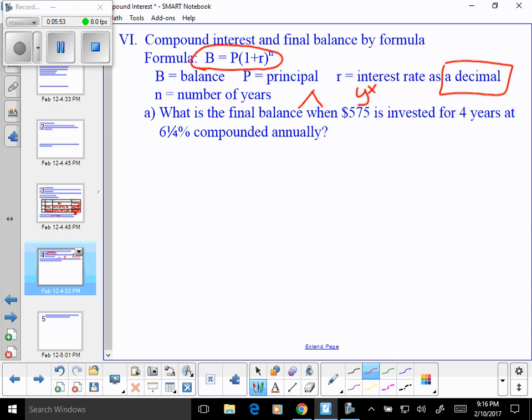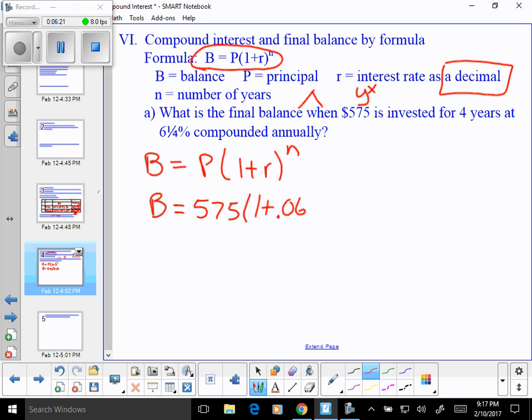In example A, first thing we're going to do is put in our formula. B equals principal times 1 plus the rate raised to the n. Now, we're going to substitute. We don't know our balance, so that's B. The principal is, yep, 575. Now, I usually do this in my head, but this is what we really do. We're going to take 1 plus 0.0625, and that's going to be raised to the number of years, which is 4.